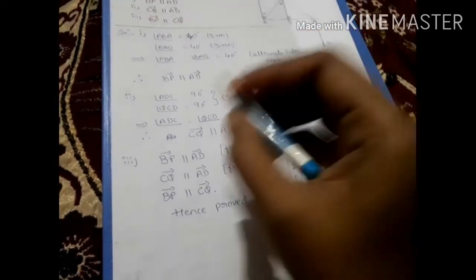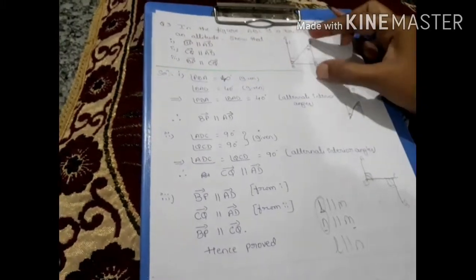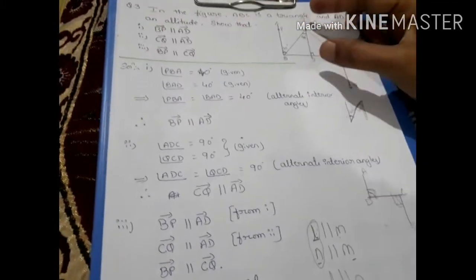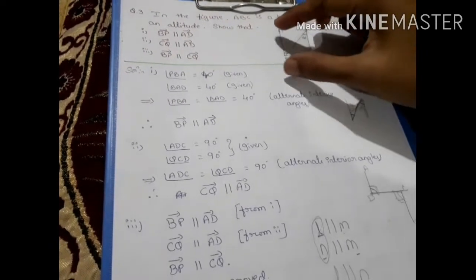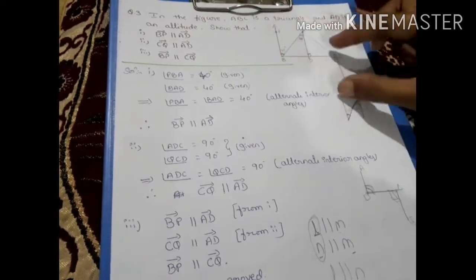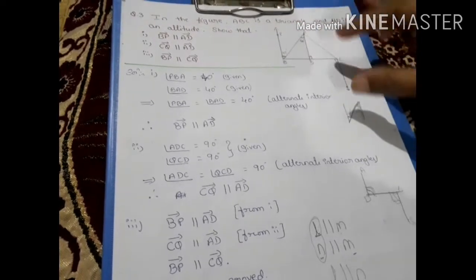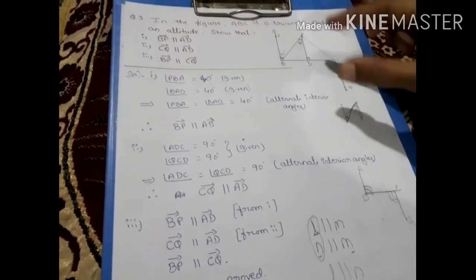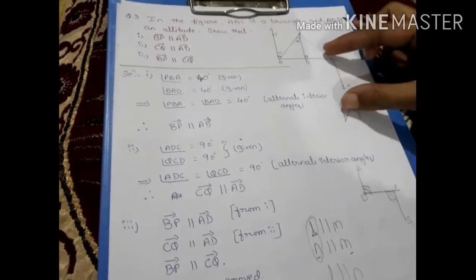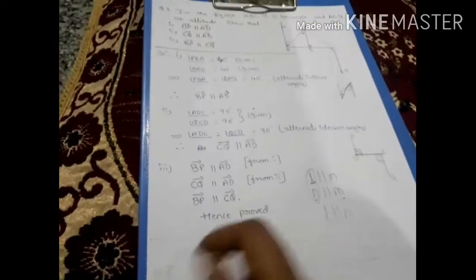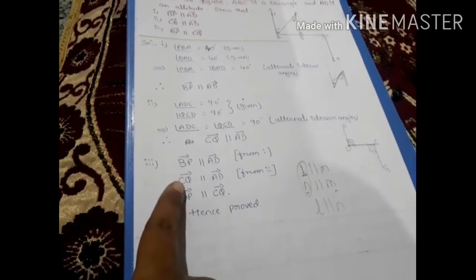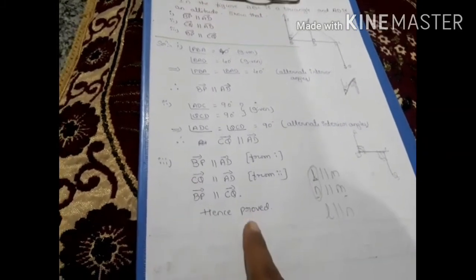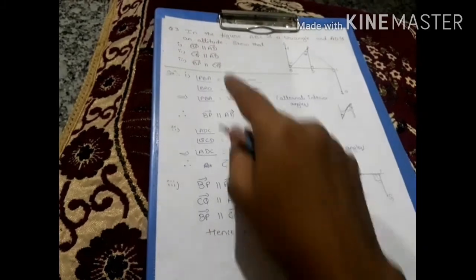Similarly here, BP is parallel to AD. AD is parallel to CQ. This AD is common for these two lines. It is parallel to this line and also to this line. We can say that BP is parallel to CQ. So write down here: from 1 and 2, we can say that BP is parallel to CQ. Hence proved. We proved BP is parallel to CQ.